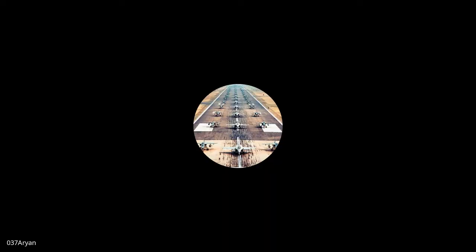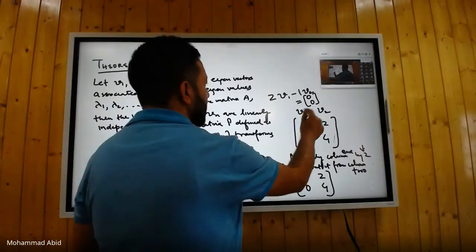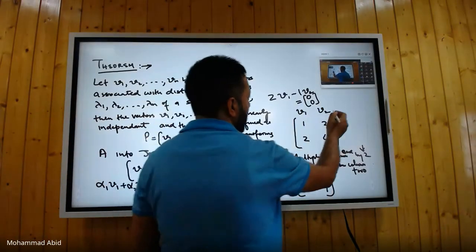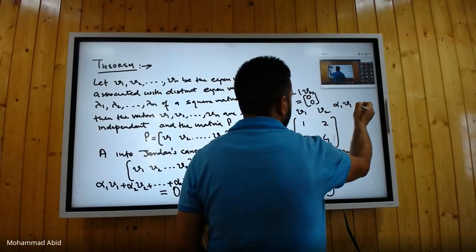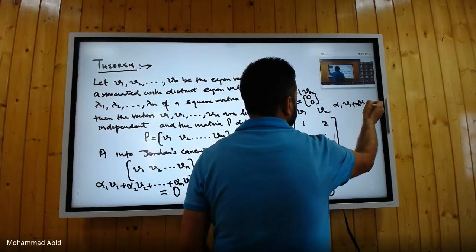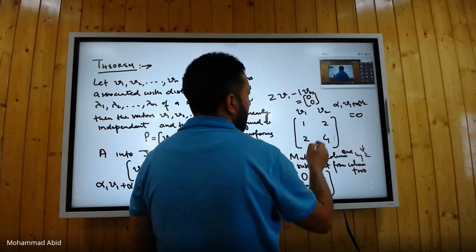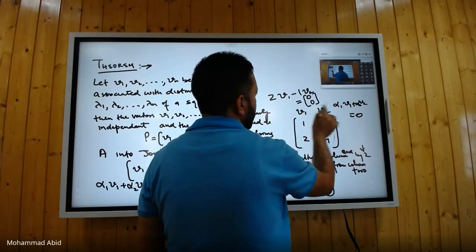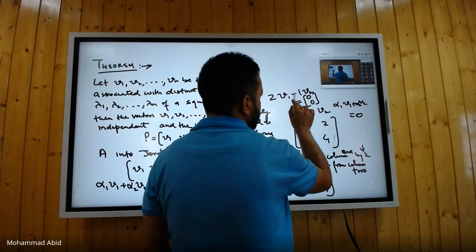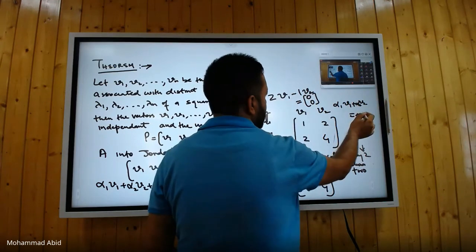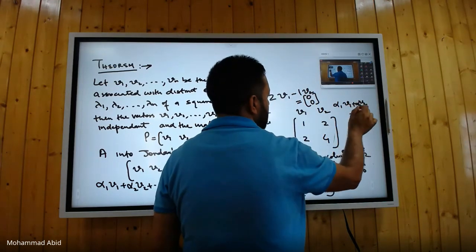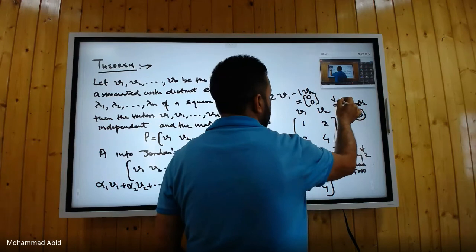Yes, sir. Whereas in the case where the vectors are linearly dependent, if I do the same thing, I put alpha 1 v1 plus alpha 2 v2 equal to 0. In this case, you can see here that with alpha 1 equal to 2 and alpha 2 equal to minus 1, I'll be able to get a zero vector. That means I am able to get a zero vector for non-zero values of alpha 1 and alpha 2.